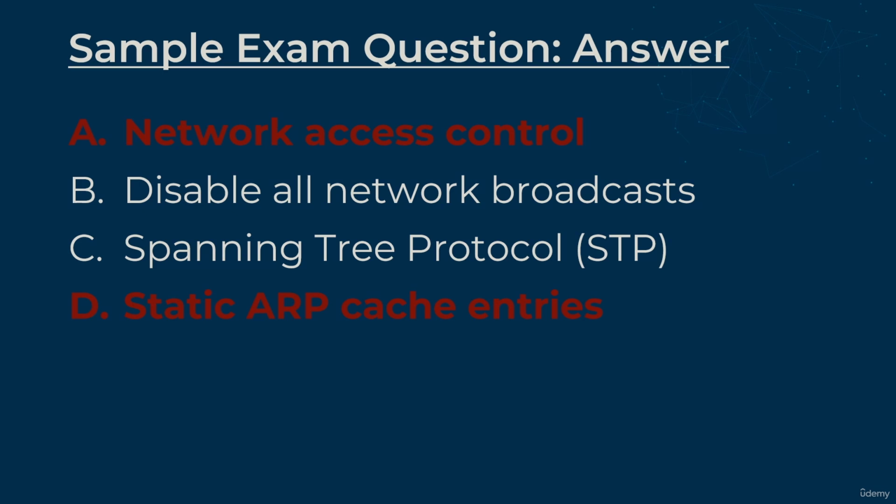D, Static ARP cache entries. So what this means is that we can manually add ARP cache entries on devices, ideally using scripts. For example, in Windows, you could use the arp -s command, S for static, and add the mapping between an IP address and a MAC address. And then that way it won't be overwritten when ARP cache updates are sent over the network.